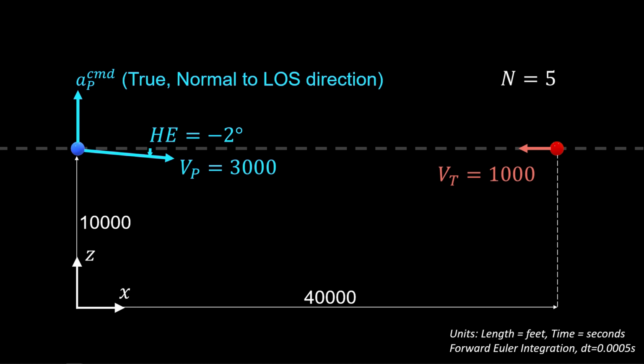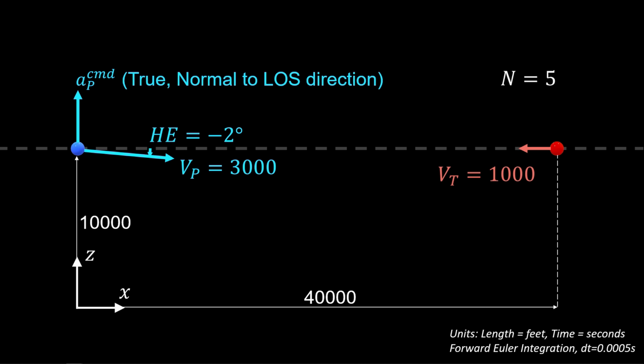In this first example, we run true proportional navigation, which is normal to the line of sight direction. We have an initial closing velocity of approximately 4,000 feet per second, where the bodies are separated by 40,000 feet. These bodies would be on a collision course if it were not for the pursuer heading error of -2 degrees. The target does not accelerate. Offhand, we'd expect an initial time to go of approximately 10 seconds.